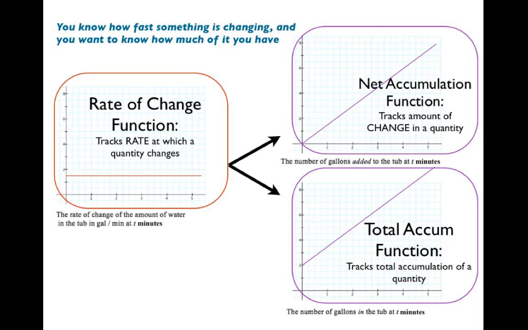So this is a review from last time. We know how fast a quantity is changing. We want to know how much of it we have. So either how much it's changed since the reference point, or the total accumulation since that reference point, which could include an initial amount.